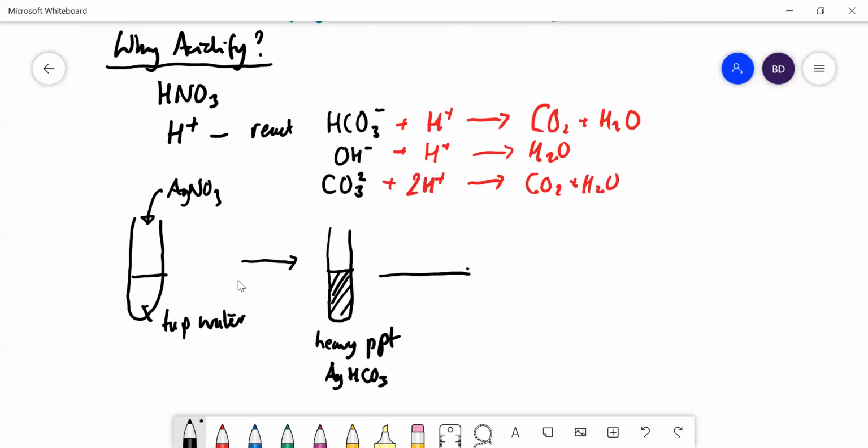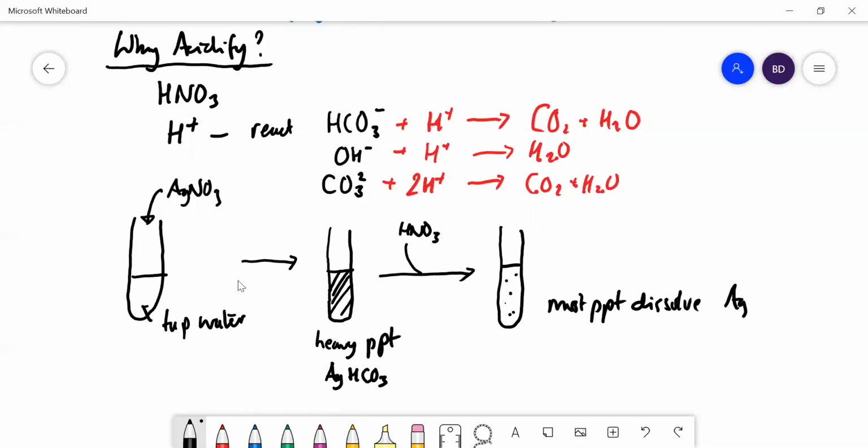You can show that because if you then add a little bit of nitric acid, most of the precipitate will dissolve, because most of that precipitate is silver hydrogen carbonate. Only a small amount is actually silver chloride. Tap water contains a small concentration of chloride ions but quite a high concentration of hydrogen carbonate ions. So that's an illustration of why you need to remember to acidify it.